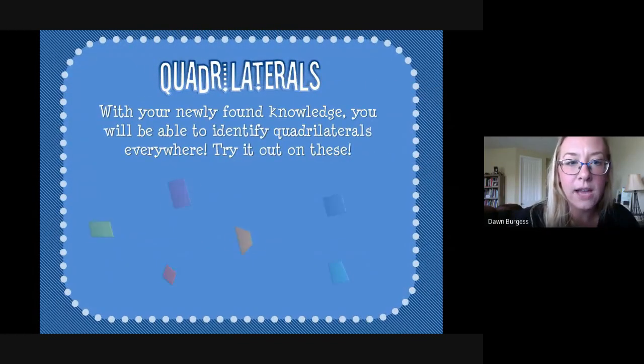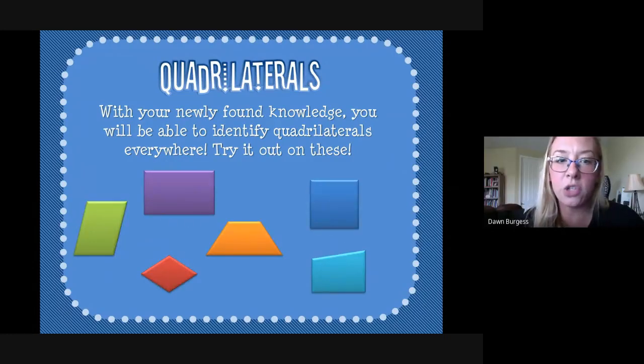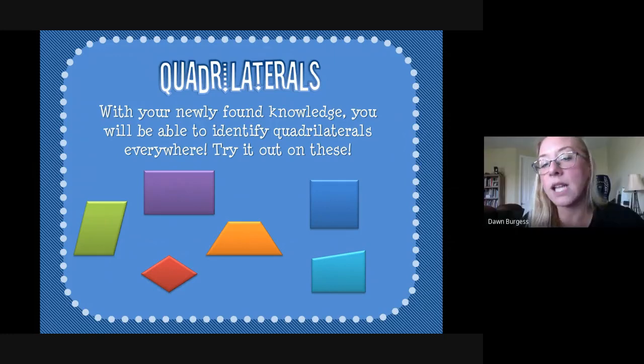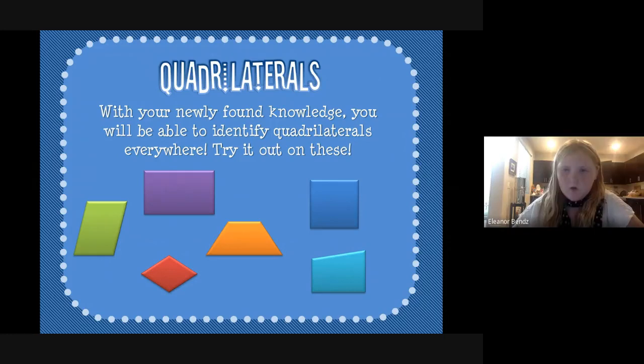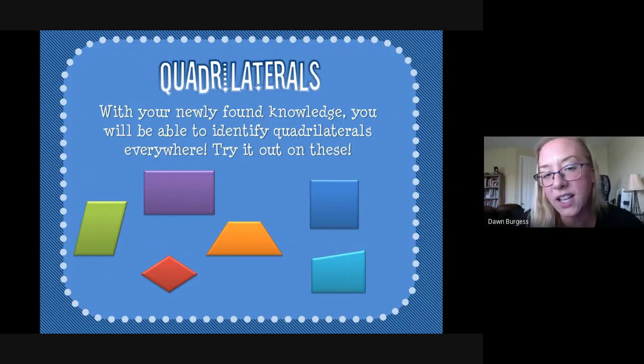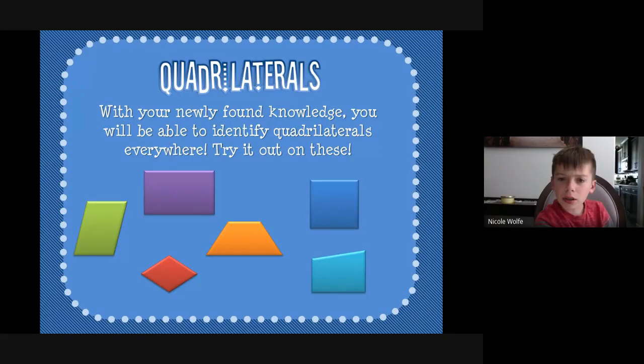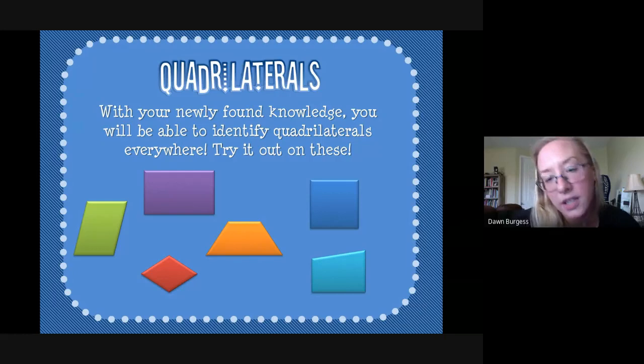Okay, quadrilaterals. With your newly found knowledge, you will be able to identify quadrilaterals everywhere. Try it out on these. So what are we seeing? What's the purple shape? Rectangle. What about the orange? Trapezoid. Trapezoid, good. The blue one? Square. Which one? Which blue? Oh, sorry, the darker blue? Square.